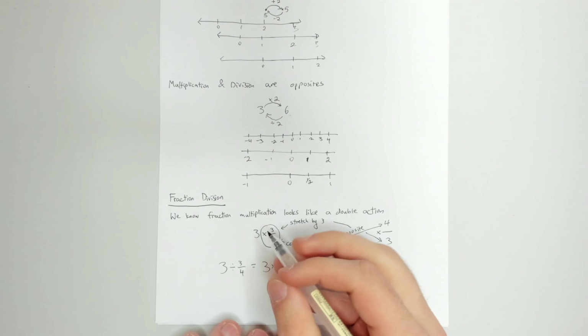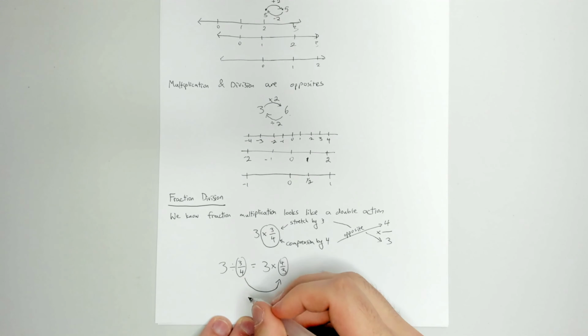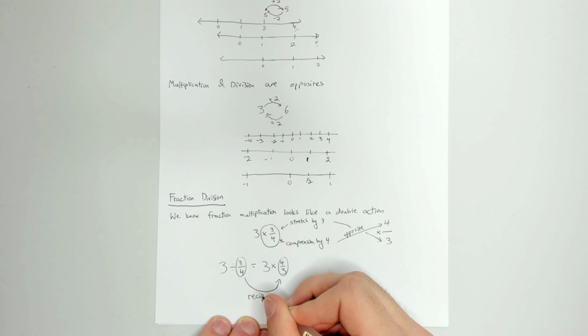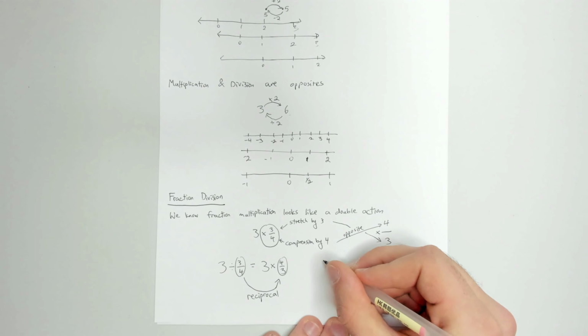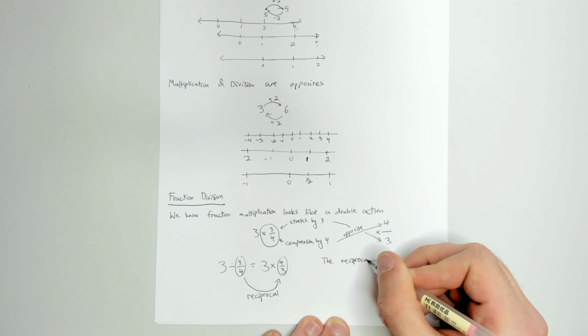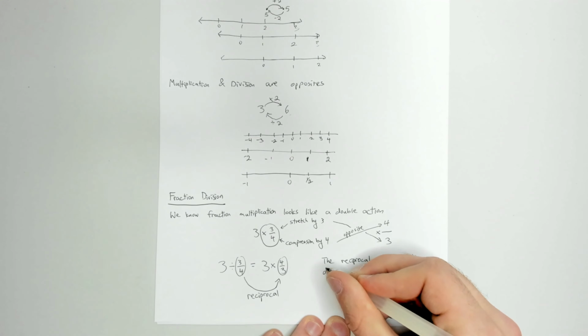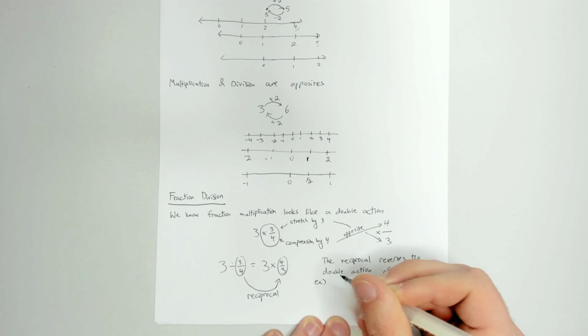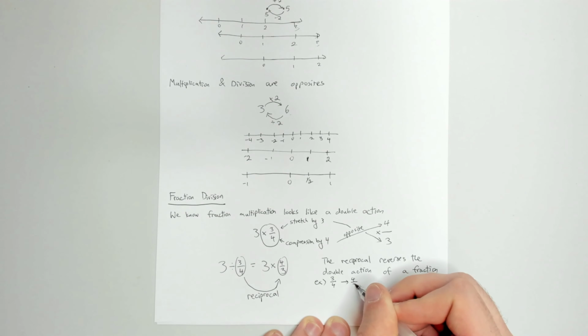And this flipped fraction, so the 4/3, is what we call the reciprocal of 3/4. So when you take a number and you do the reciprocal of it, that's just flipping it, essentially, if you regard it as a fraction. So the reciprocal reverses the double action of a fraction. So for example, the reciprocal of 3/4, we just saw that was 4/3.